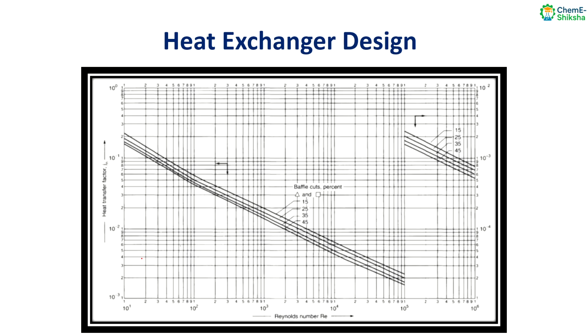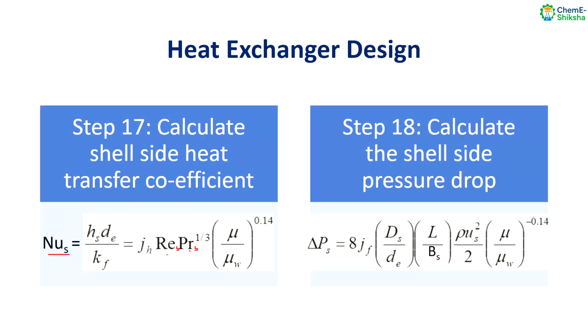Then we can find out from this equation the heat transfer factor Jh. If we know the Reynolds number and the baffle cut percentage, whether it is 15%, 25%, 35%, or 45%, as given over here, we can calculate the heat transfer factor, Jh.